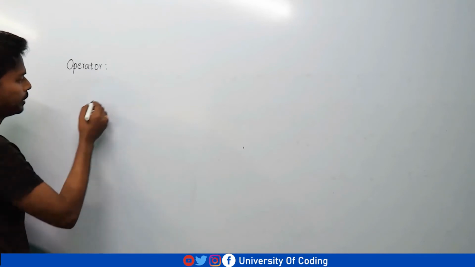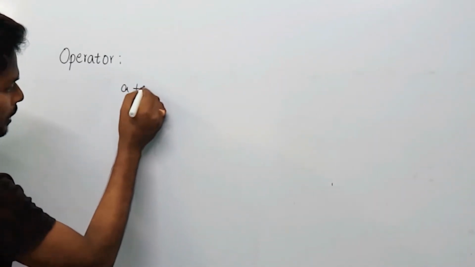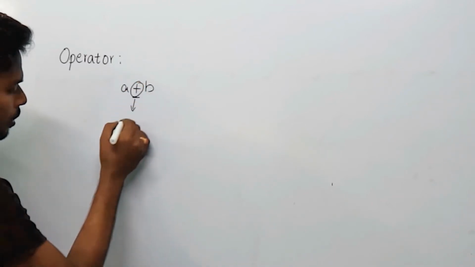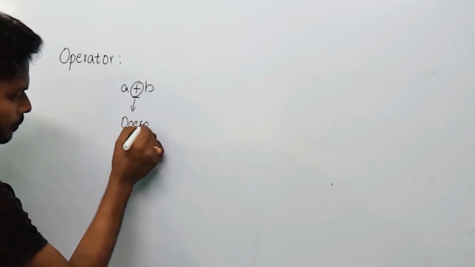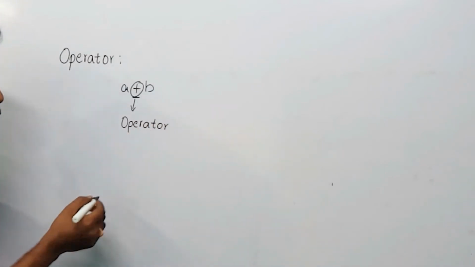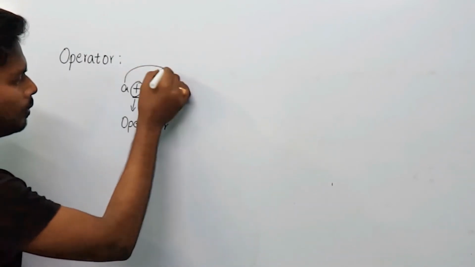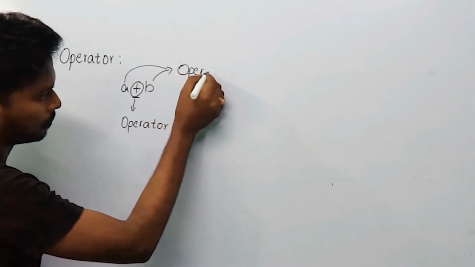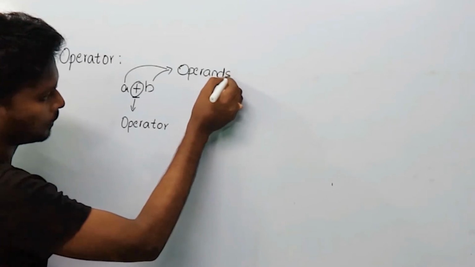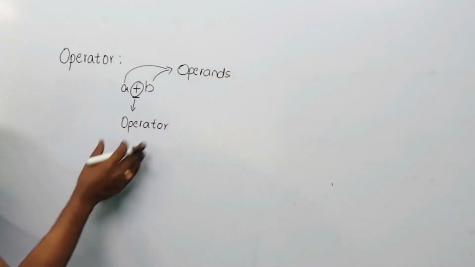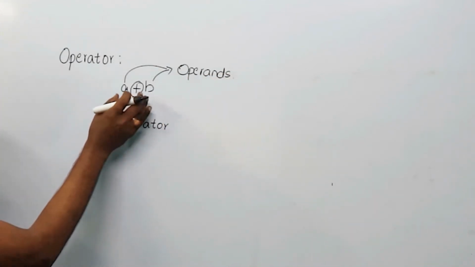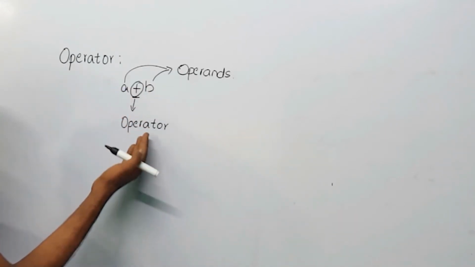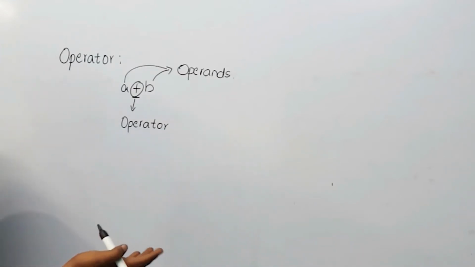So for example, A plus B. Here plus is an operator. Then what are A and B called? A and B are called operands. So an operator will do some operation using operands. Here the operation is addition. Sometimes it might be subtraction or multiplication, like that.